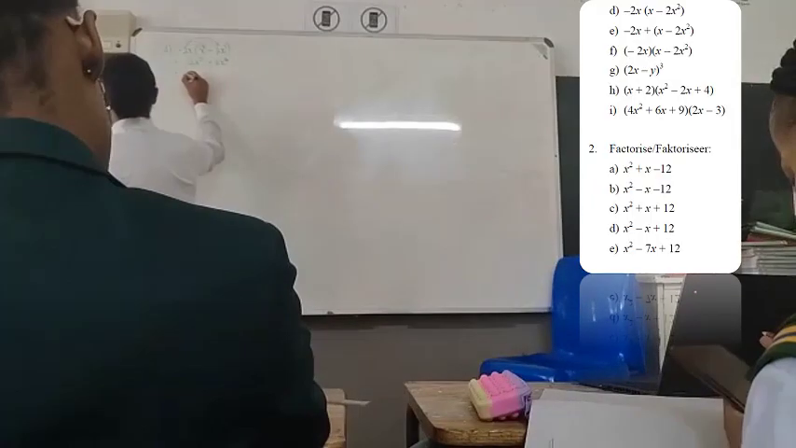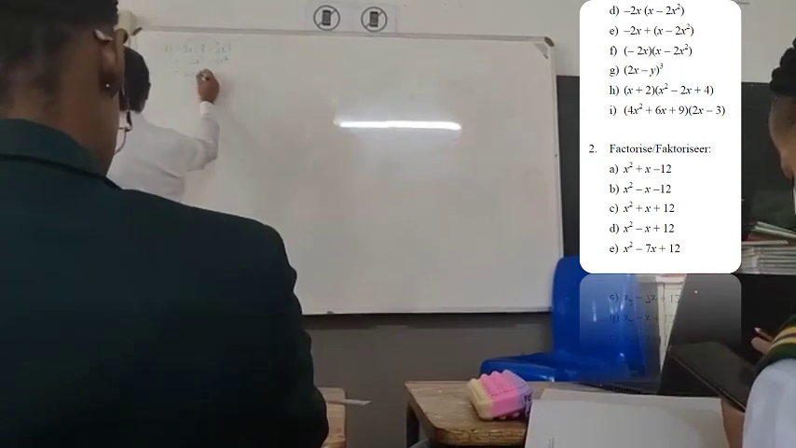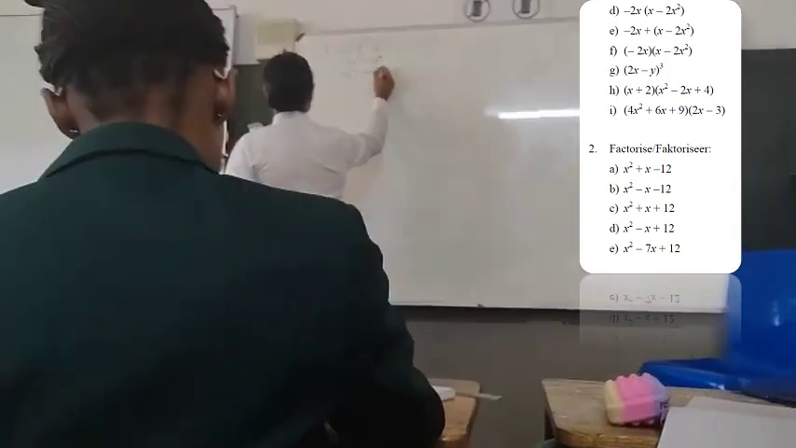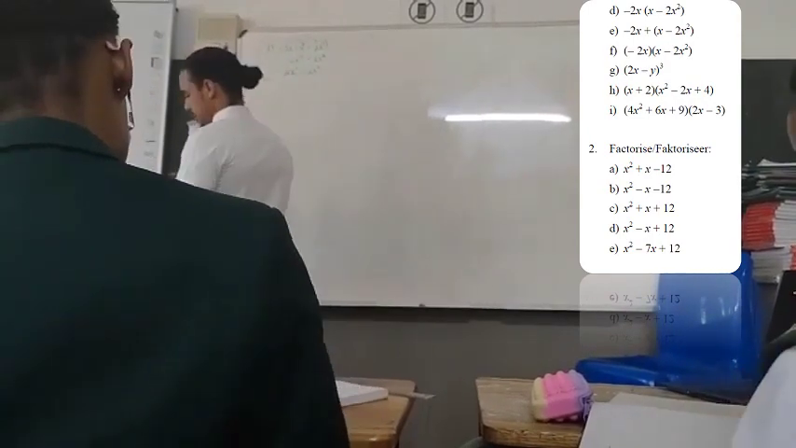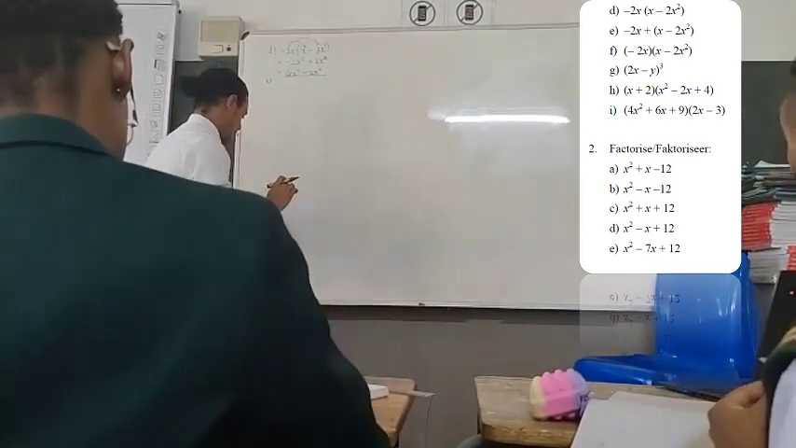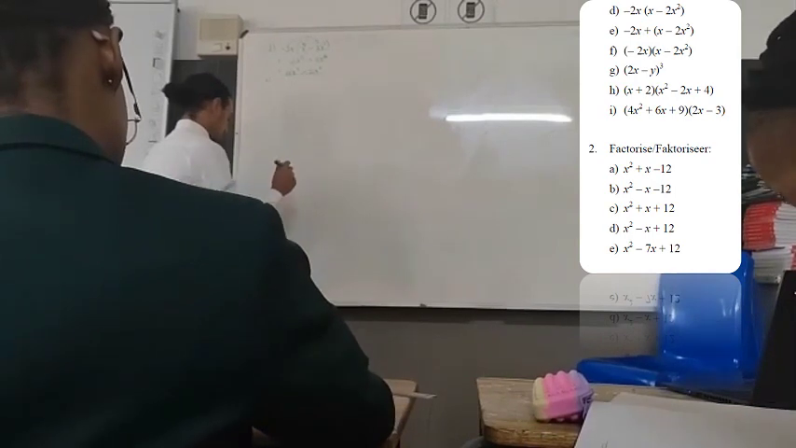Writing in descending powers, it's going to be 4x to the power of 3 minus 2x squared. Now we can move on. There's your answer there. Please do corrections if you didn't get it like that.